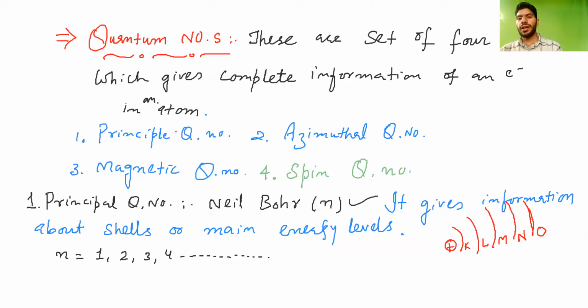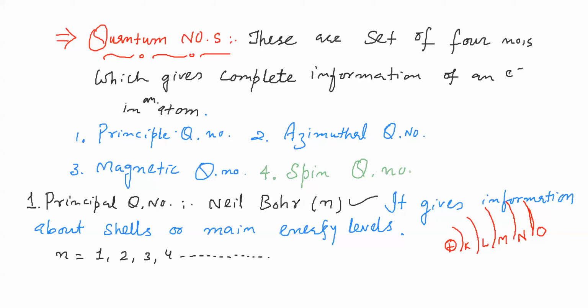And if n value, that is the principal quantum number value, is 1, this is your first shell, that's K shell. If n value is 2, that's your L shell. If n value is 3, that's your M shell. And similarly, if n value is 4, that's your N shell, and so on. So have you got it? Shall I move to the next page? Have you noted down this? Yes, sir.